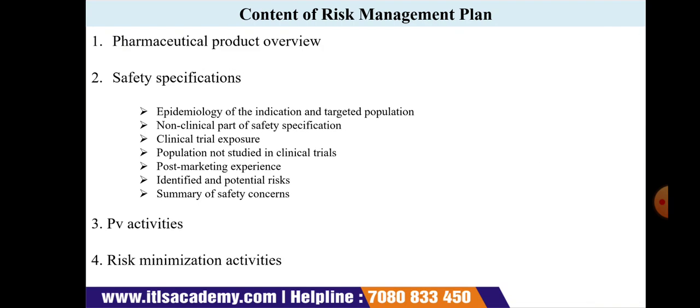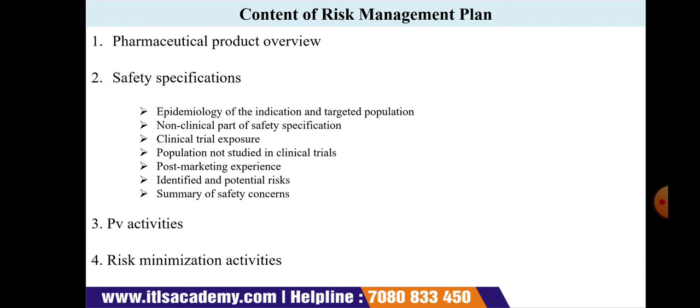Then let's discuss the content of the risk management plan. What actually is there in the risk management plan? First of all comes the pharmaceutical product review. The MAHA should provide the information regarding the active substances of the product or the administrative information in the risk management plan. Then comes the safety specification.